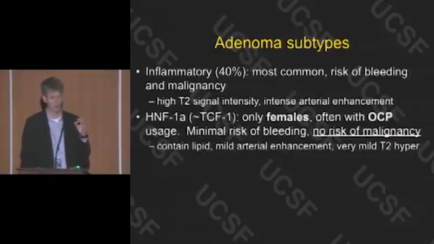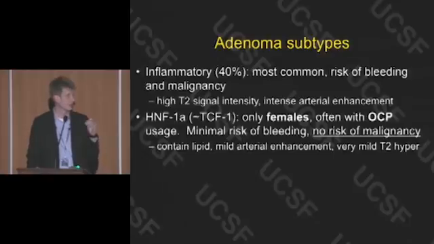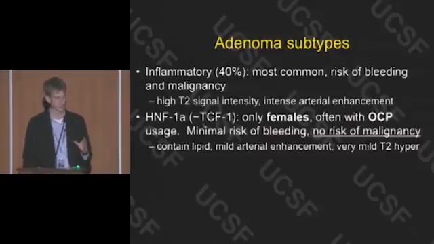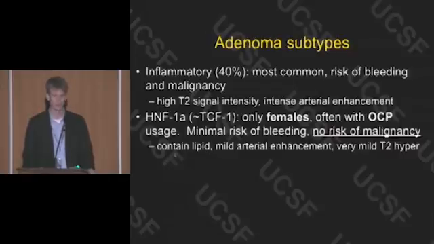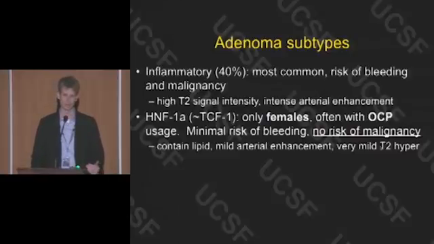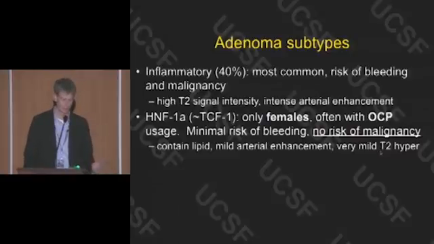The other type only occurs in women and is usually associated with contraceptive use. I don't know if the actual names really matter, but just remember these three categories. This lesion has no or minimal risk of bleeding and really no risk of malignancy. So very different management for this type of lesion, different imaging. This one contains fat. It's going to have microscopic fat with loss of signal on the opposed phase. You're going to have very mild arterial enhancement compared to the inflammatory, which will be brisk arterial enhancement, and it will have much more mild T2 hyperintensity. Okay, very different imaging characteristics, different patient management.